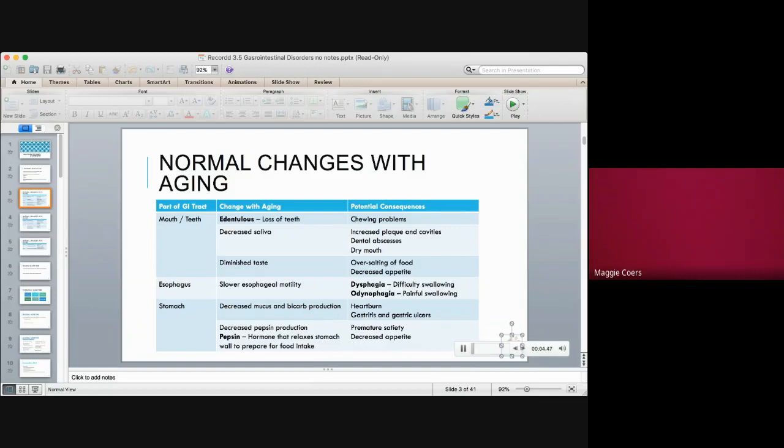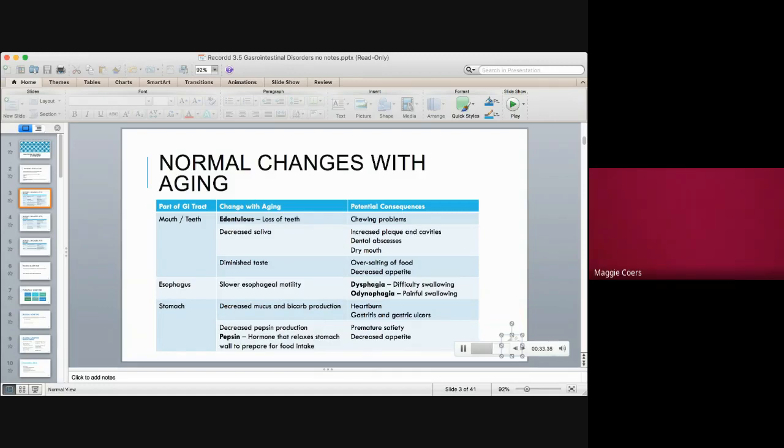So here are the normal changes of aging that happen in our GI tract. I tried to organize them in this table by which parts of the GI tract those changes happen in, starting with the mouth and ending up with the rectum. What you really need to get out of these few slides is that the first column is what normally happens with aging, but also what the consequences of that would be if it developed into a disease process.